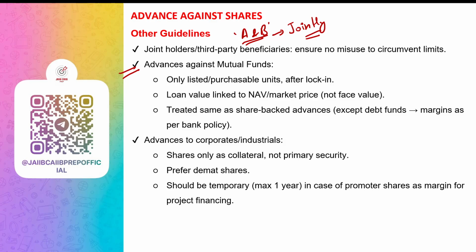Advances to corporate or industrialists. So normally corporate or industrial borrowers should not be given loan against shares as primary security. Exceptions are there, so shares may be accepted only as collateral for genuine working capital or productive loans, but certain conditions are to be fulfilled, like shares must be in demat form. Promoters' shares also must be in demat where possible, and temporary acceptance is allowed, maximum 1 year. So it should be a temporary acceptance when the borrower is waiting for long term funds.